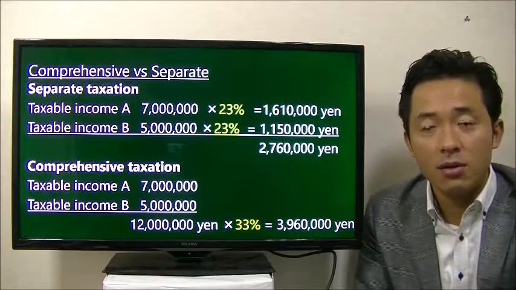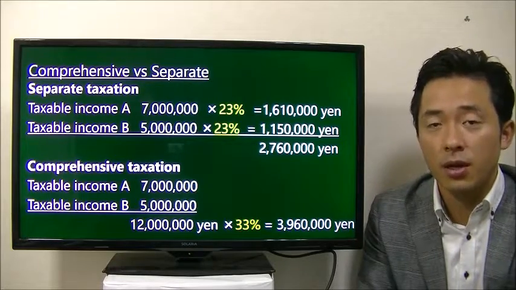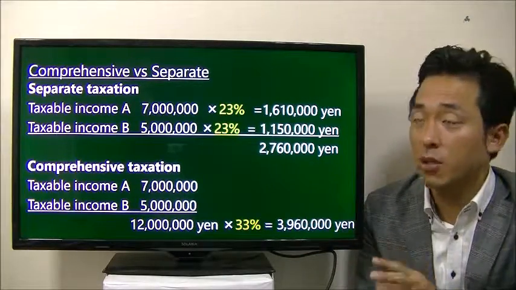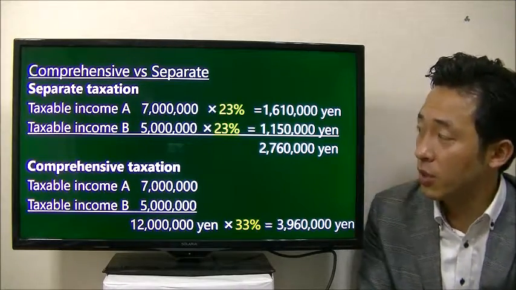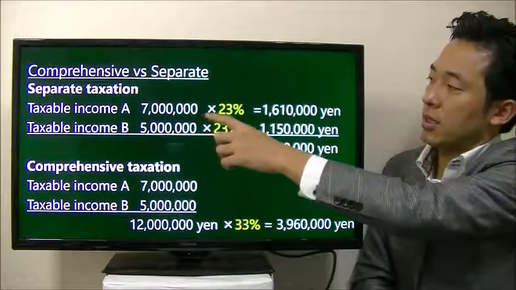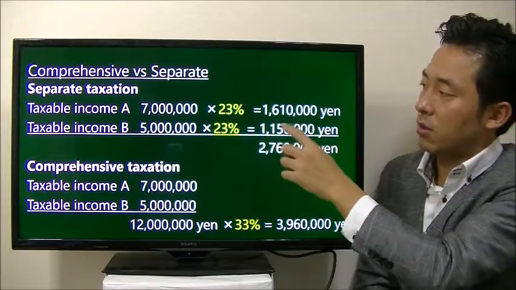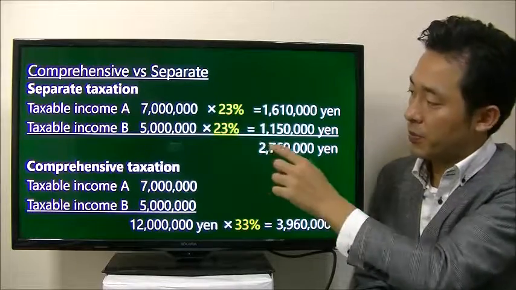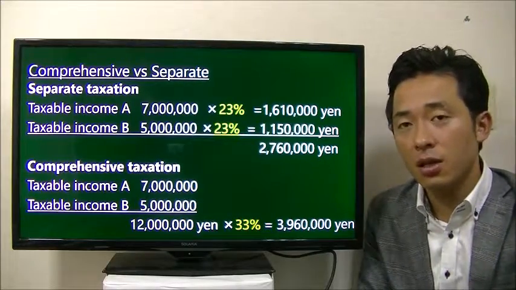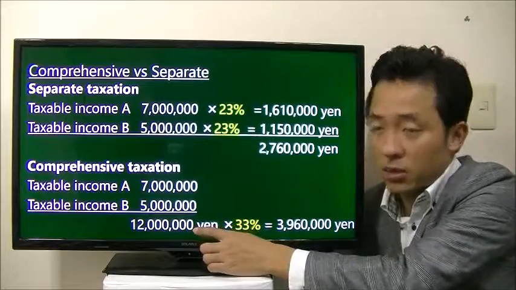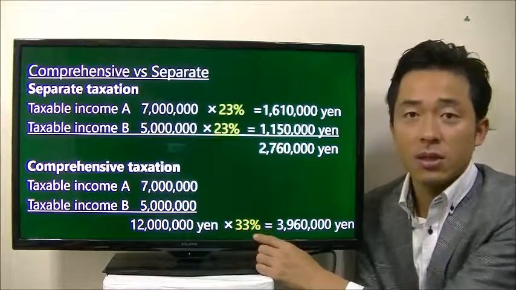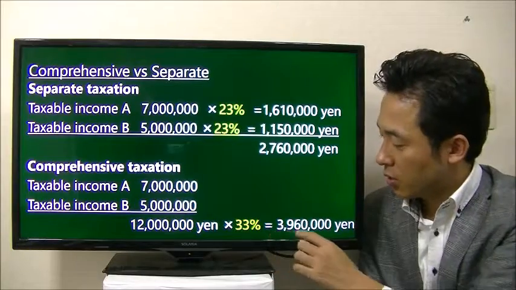So how do comprehensive taxation and separate taxation make a difference? For example, this is separate taxation. You have taxable income A of 7 million, and taxable income B, which is 5 million. If it's a separate taxation system, the tax will be calculated separately, so the income tax rate is 23% for both. But if it's comprehensive taxation, you do not calculate the tax for each income separately. You first combine them together, and your taxable income becomes 12 million Japanese yen. So now your tax rate increases to 33%, and your tax increases a lot.